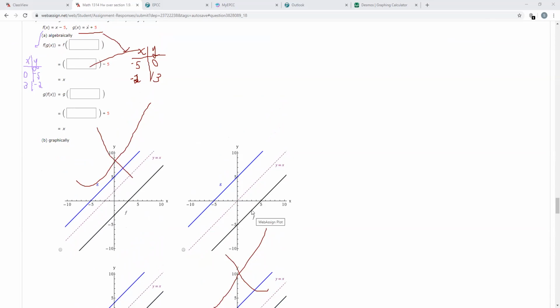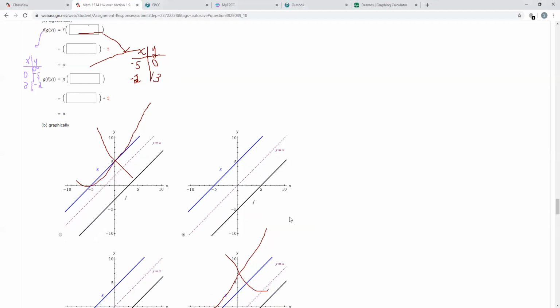And what about G? It's supposed to have these 2 points. So let's see. -5, 0. That's right here, and that's on the G graph. And -2, 3. -1, -2, up 3. Well, that looks pretty good also. So it's probably this one right here. I'm going to gamble and click it.